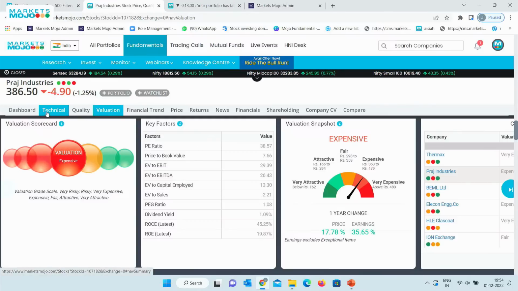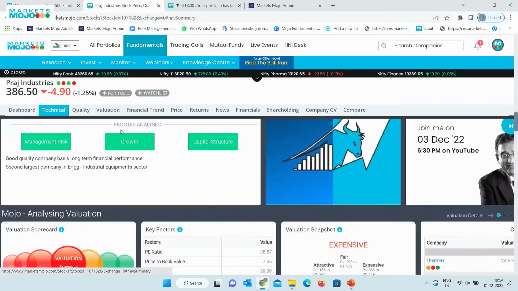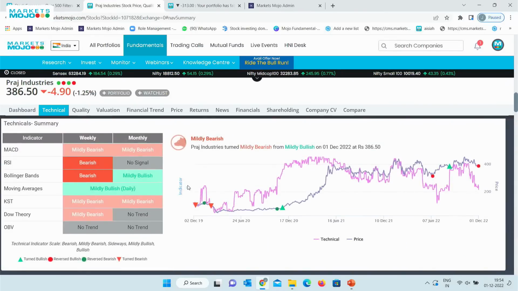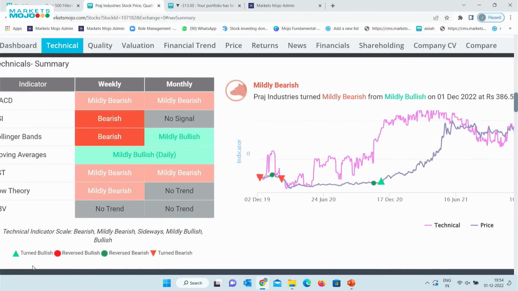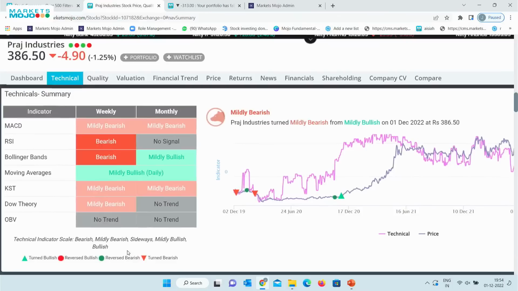But instead, you could go to technicals over here. In technicals, we actually give this particular data. I'll show you how. Just look at these. I'll just zoom in a bit. Look at these particular indicators over here. The triangle upwards is turned bullish. Circle is reversed bullish. And green with circle is reversed bearish, and so on and so forth.